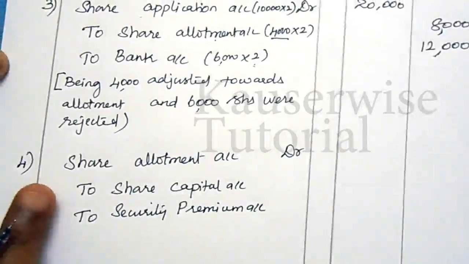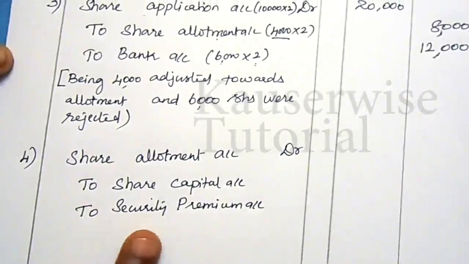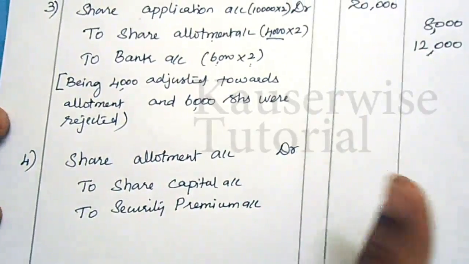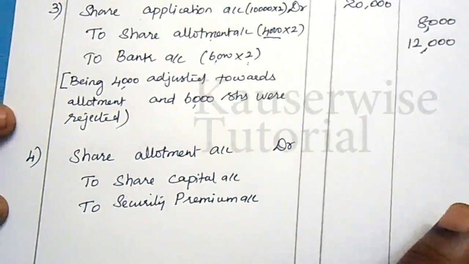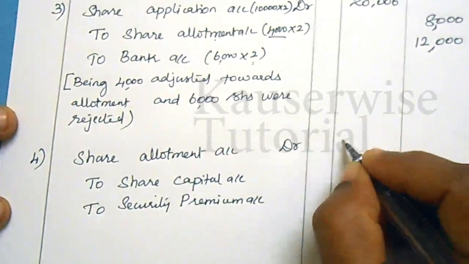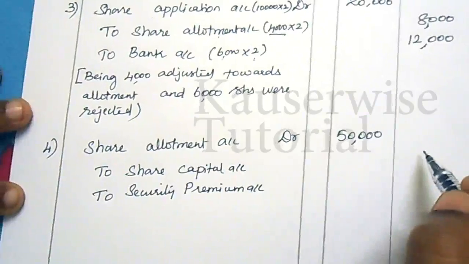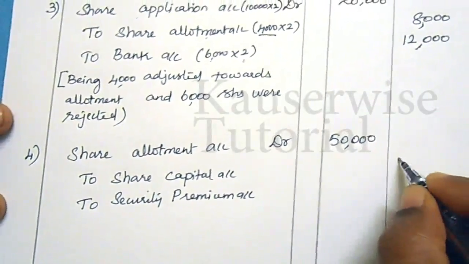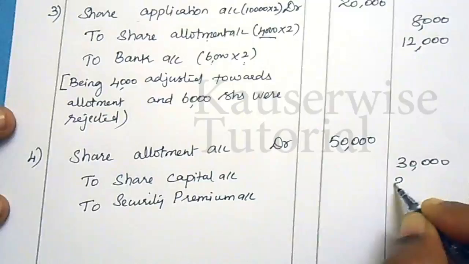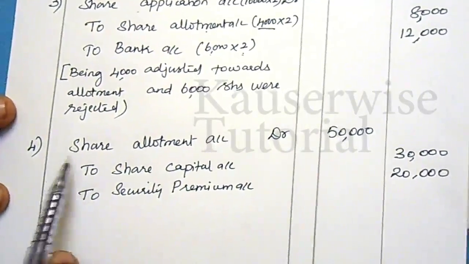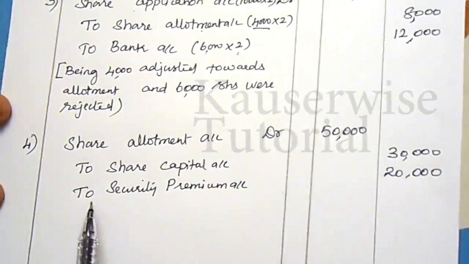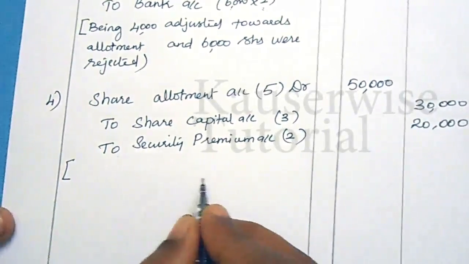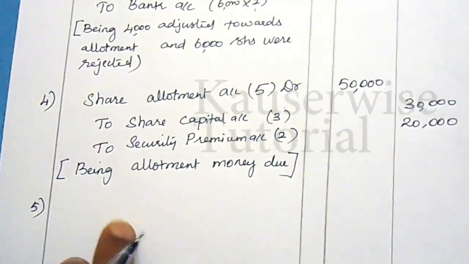So now we have to make the allotment money due entry. Entry for the transaction is share allotment account debit to share capital, to security premium. See, how many applications were allotted by the company? The company can allot only 10,000 shares. So 10,000 into 5 rupees, 50,000. In that, 3 rupees is actual allotment and the remaining 2 rupees is called security premium. So 30,000 and 20,000. Share allotment account debit to share capital 30,000 and to security premium 20,000. Write the narration. Being allotment money due.